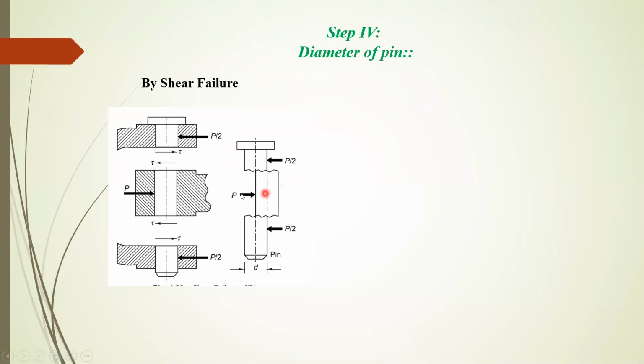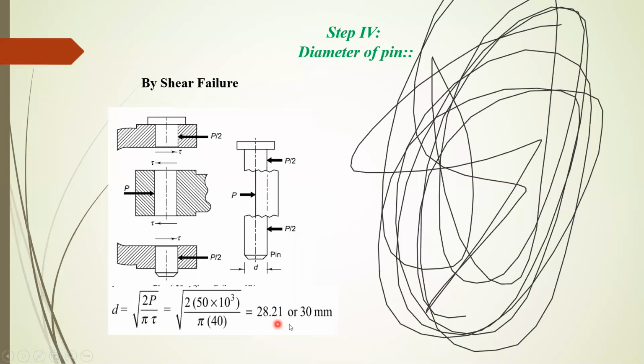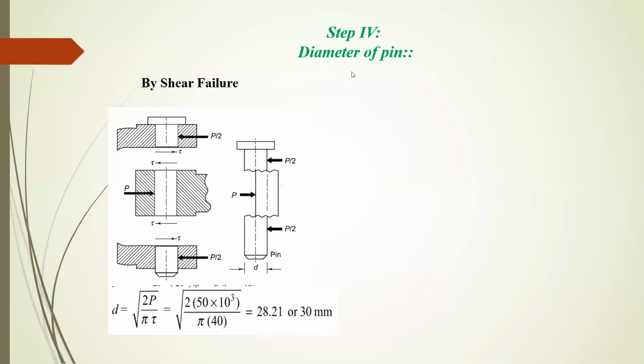You can see here the pin is getting sheared off like this, and there will be a double shear at this section, upper and lower section. By the simple shear stress formula, force per unit area, we calculate the diameter, small d. Rearranging the shear stress formula, d is under root of this value. So small d is 28.21, so we are selecting 30 mm.